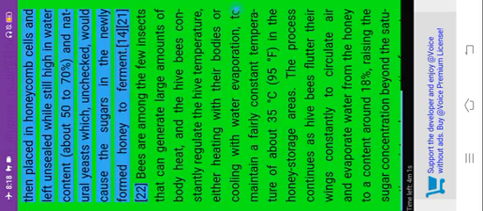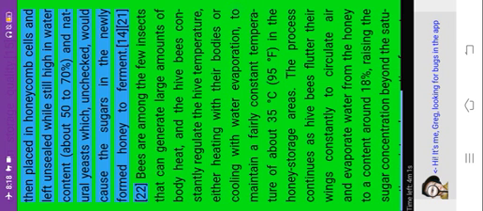It is then placed in honeycomb cells and left unsealed while still high in water content, about 50 to 70%, and natural yeast, which, unchecked, would cause the sugars in the newly formed honey to ferment.